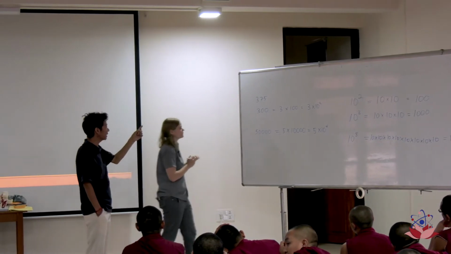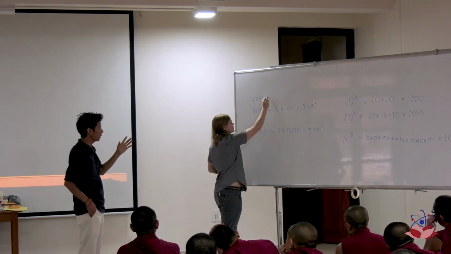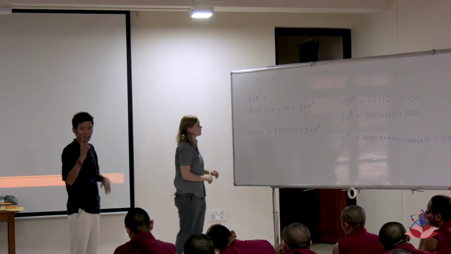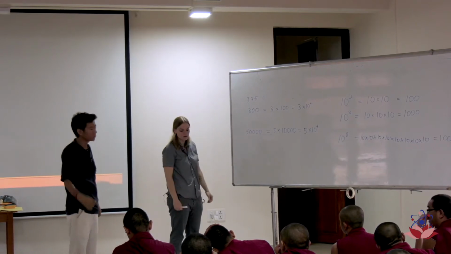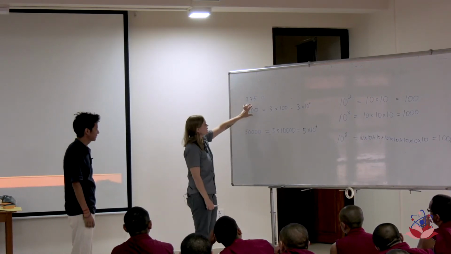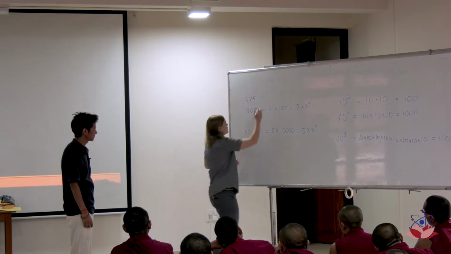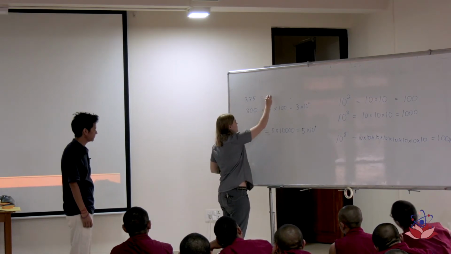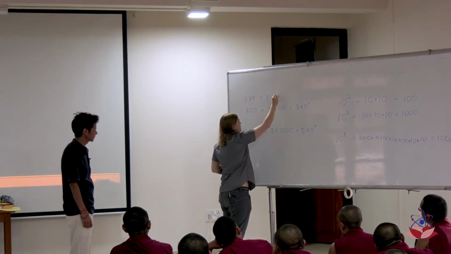So in this case, I can do 3.75 times 100.